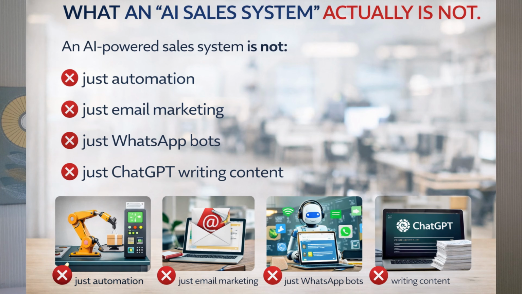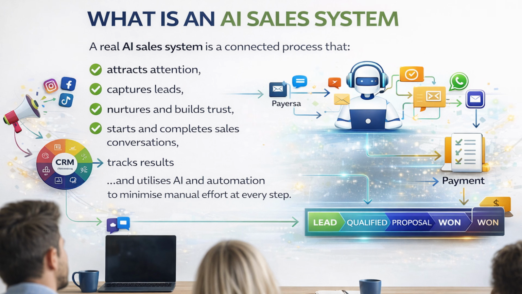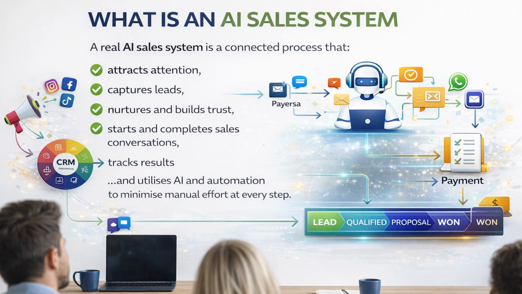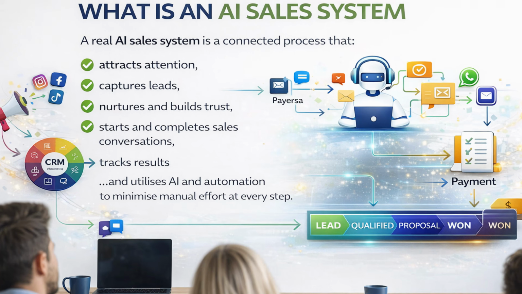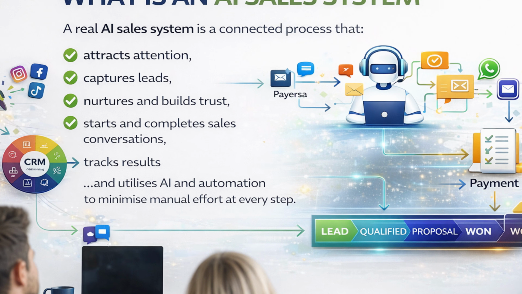So what is actually an AI Sales System? Let me define this term properly. An AI-powered sales system is not just an automation. It's not just email marketing. It's not WhatsApp chatbots. It's not ChatGPT writing content or stuff like that. A real AI system is a connected process that attracts attention, captures leads, nurtures trust, starts conversation, and converts sales, tracks results, and uses AI and automation to reduce manual effort at every step.